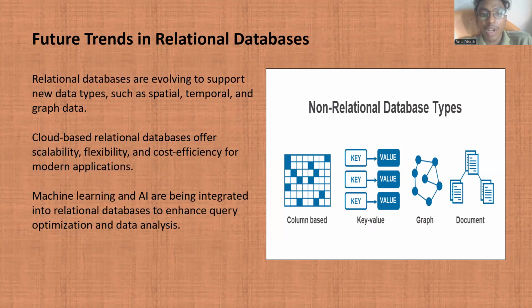Now we'll see the future trends in relational databases. Relational databases are evolving to support new data types such as spatial, temporal, and graph data. Machine learning and AI are being integrated into relational databases to enhance queries and optimize data analysis.